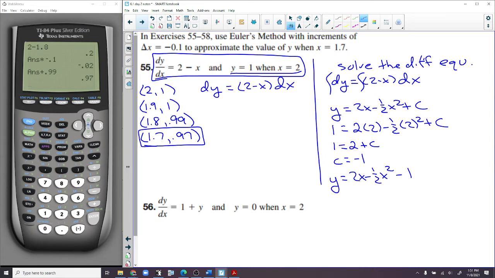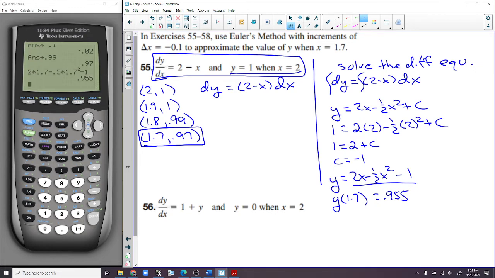So now my question is, how far off is this? Well, let's plug 1.7 in. Let's find y of 1.7, because now this is the actual function. 2 times 1.7 minus 0.5 times 1.7 squared, and then minus 1. So the actual answer is 0.955, which, believe it or not, is very close considering we only did 3 steps. We had a huge interval. 0.1 is huge, and it's still fairly accurate.